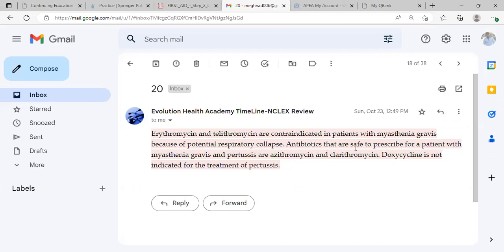Antibiotics that are safe for prescription for patients with myasthenia gravis and pertussis are azithromycin or clarithromycin. Doxycycline is not indicated for the treatment of pertussis.